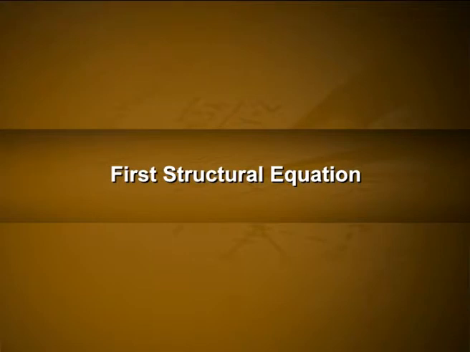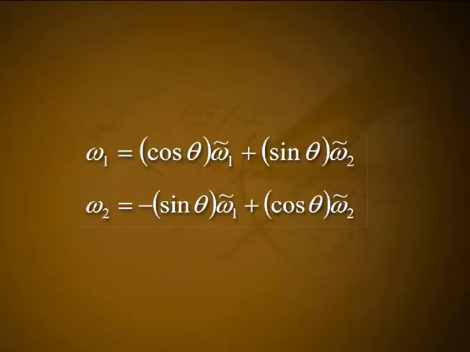First structural equation. On π⁻¹(U) for a coordinate neighborhood U, we have seen that at e^{iθ} c(m), ω1 = cos θ ω1~ + sin θ ω2~, and ω2 = −sin θ ω1~ + cos θ ω2~.